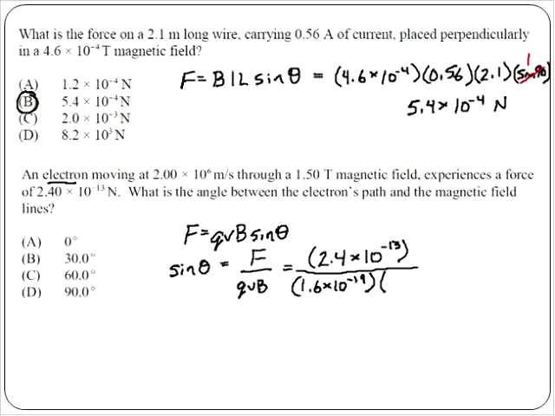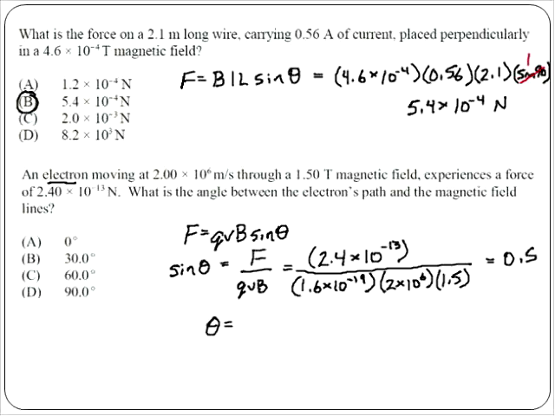The V, the velocity, is 2.00 times 10 to the 6. I'm just going to say 2 times 10 to the 6. And the field strength is 1.50 Tesla. So you do all that calculation, that equals 0.5. So sine theta is 0.5.